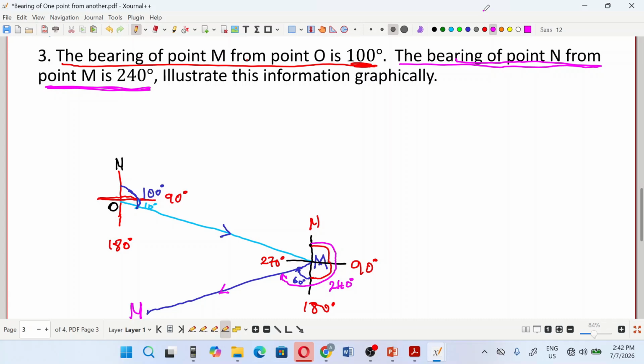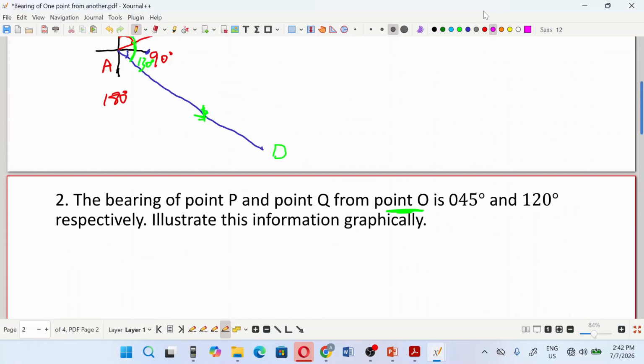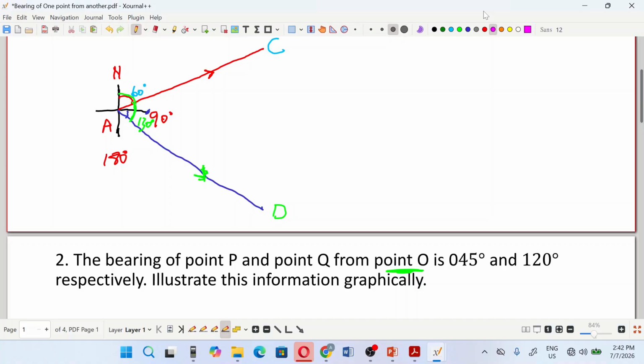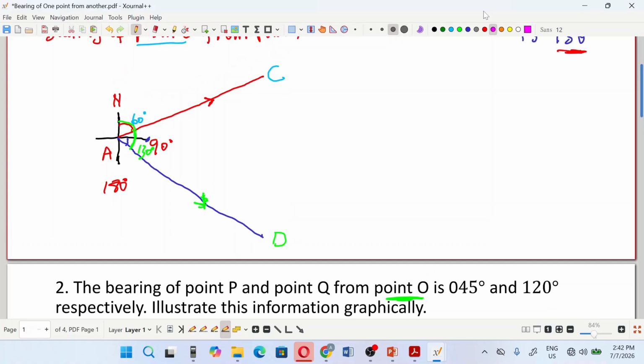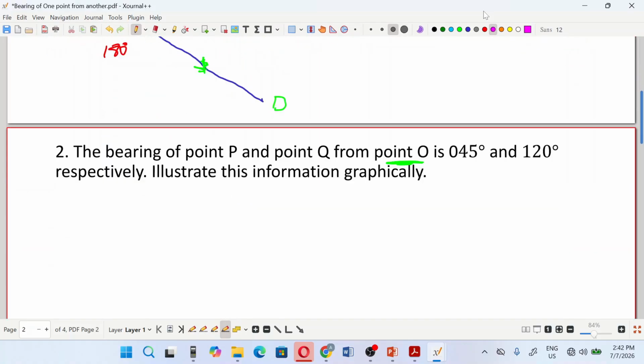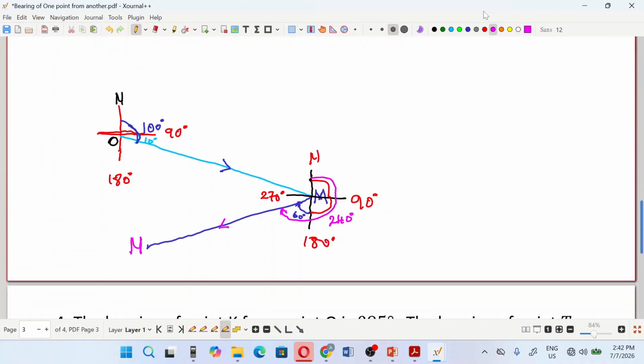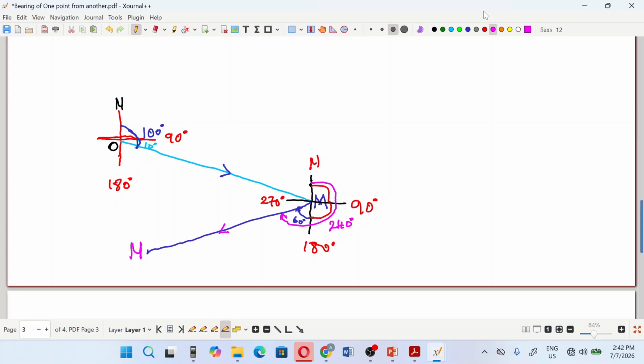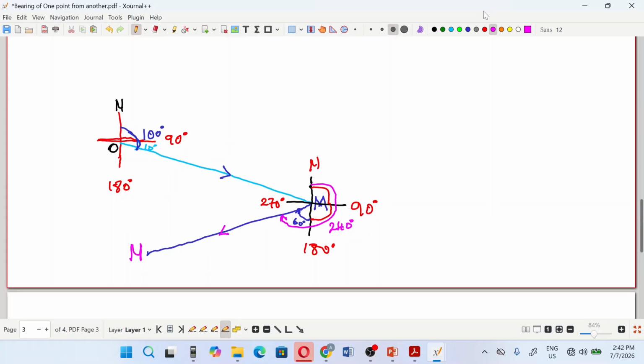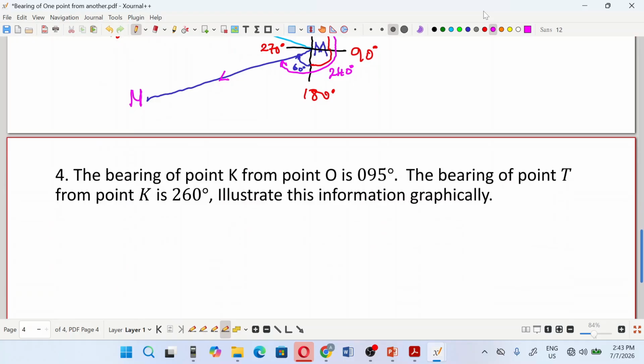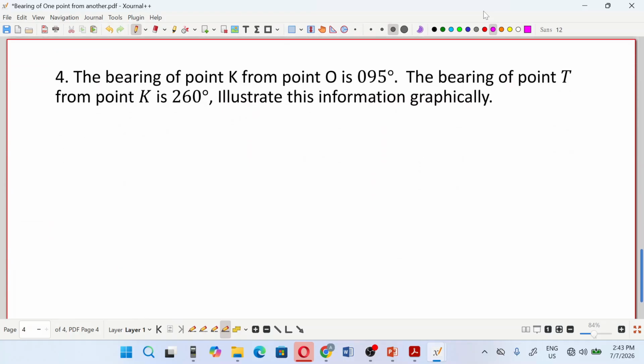So you see, with this particular question, it's a bit different, right? They're moving from different points. But with the first question, with this, all the 2 points were coming from one point of origin. But with this, they are moving in 2 different directions, right? All right. So I hope this is clear. So I'm going to leave number 4 for you people to practice.